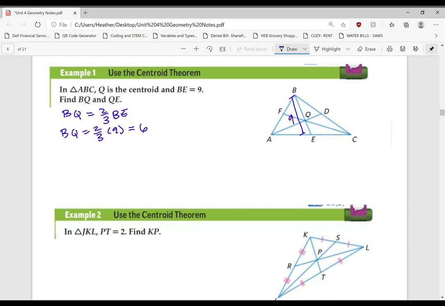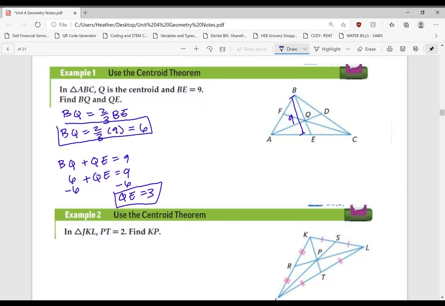We also know that BQ plus QE is equal to 9 because both of those sections add up to the full section. So we have 6 plus QE is equal to 9. If we subtract 6 from both sides, we have QE is equal to 3. So we found QE and we found BQ. Okay, let's look at example 2.